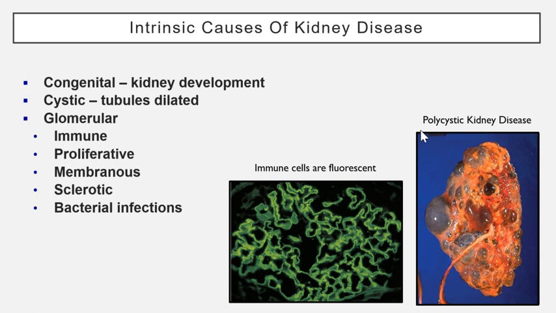Yeah, so this doesn't look pretty, polycystic kidney disease. But there are a lot of problems that cause intrinsic kidney disease. You can see here, this is a good picture of the cysts that can develop on the kidney. There's also congenital issues where your kidney doesn't develop properly. And then there's glomerular issues where you have things like the immune cells attacking your kidney. So you have autoimmune diseases, proliferative, membranous, sclerotic, and then bacterial infections can also kill your kidney. At the end of the day, all these are just things that y'all have to generally memorize that are toxic to the kidney.